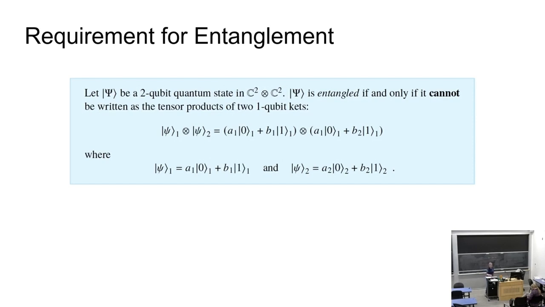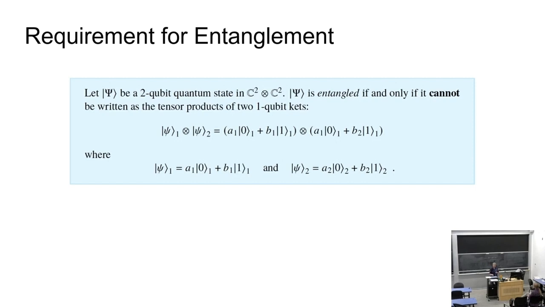And we can write down, based on the things we've just been thinking about, a general statement for the requirement for entanglement. And here's one of these annoying typos. All right, so let psi be a 2-qubit quantum state in my tensor product space. Psi is entangled if and only if it cannot be written as the tensor product of 2 1-qubit kets. So I have the tensor product of my 2 qubits written as shown here.